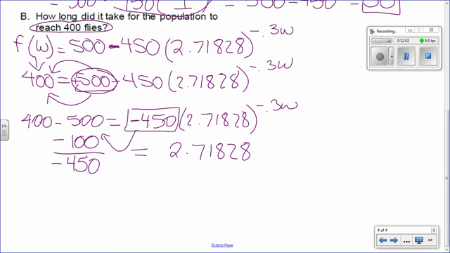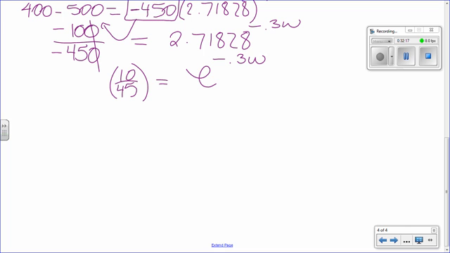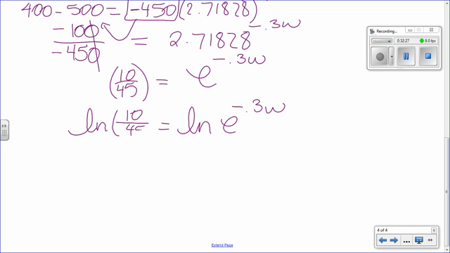Now from here, this negative could turn into positive, so it's like we have 100 over 450, or 10 over 45. And then here, instead of having 2.71, I'm just going to write the number e. And what I'm going to do here is use the same idea that we were using before. Take the ln, the natural log. As long as we do it to both sides, we're okay. But then here, we could use that property because ln is the base e, so that can cancel out. We just get negative 0.3w.